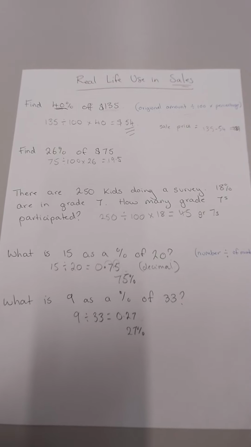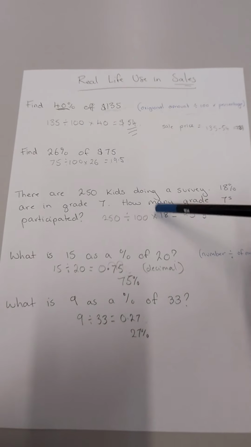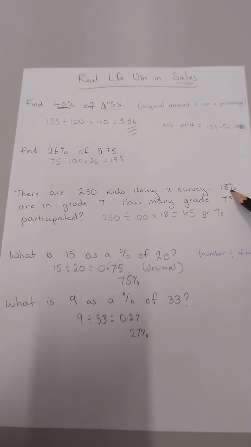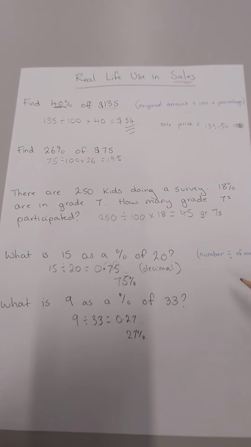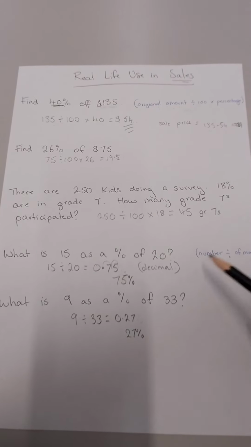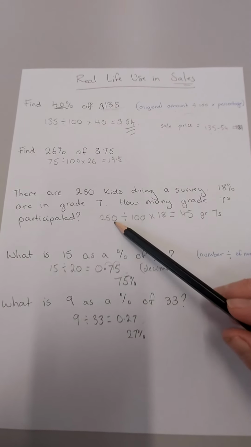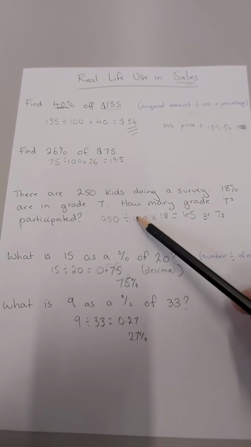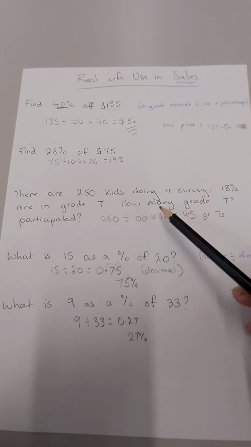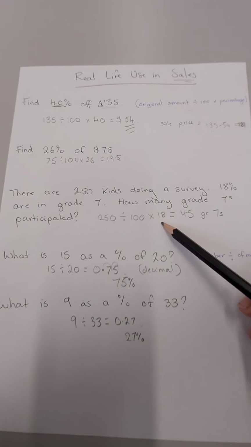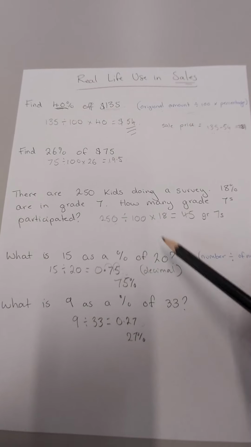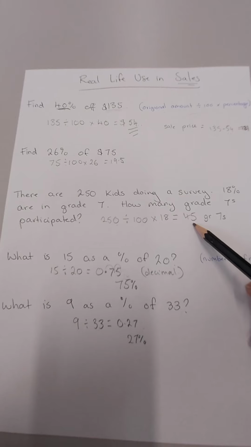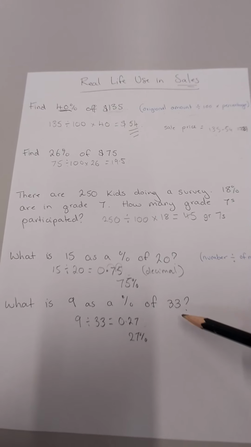Now, often the questions won't look like this. They'll be a worded question. So there's 250 kids doing a survey. 18% of them are in grade 7. How many grade 7s participated? Okay, so there's 250 kids in total. That's our original amount. Divided by 100, okay, and then times by 18. All right, so put that through your calculator and you should find that there were 45 grade 7s who participated in that survey.